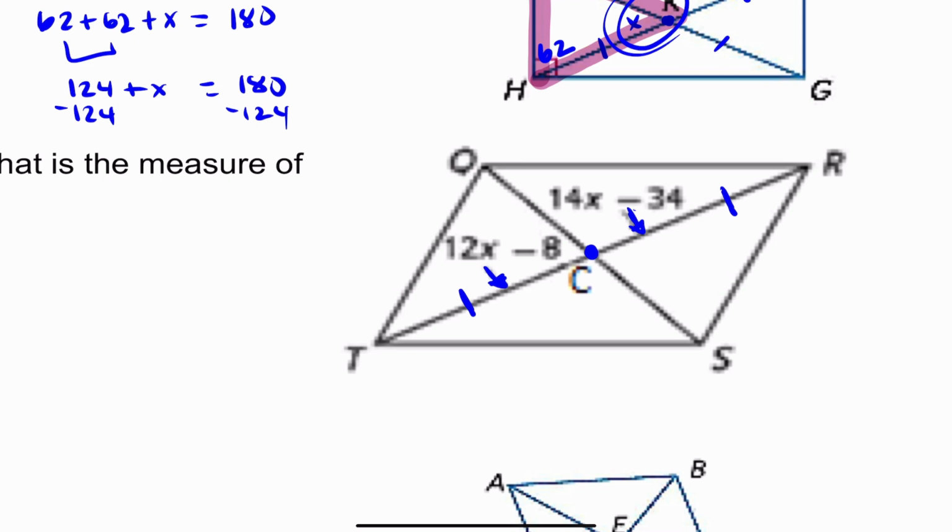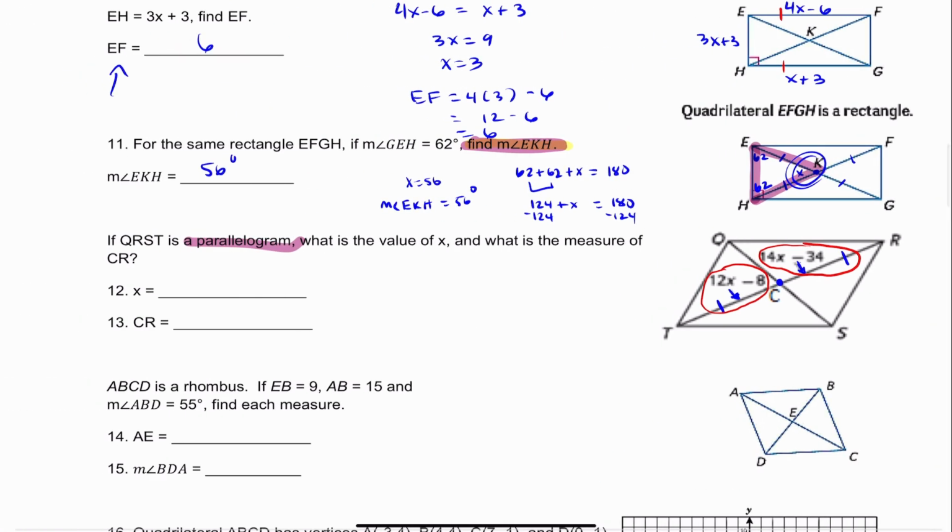So that means that here is my 12x minus 8, it has that one tick mark, and 14x minus 34, it has that one tick mark. They're congruent. So I'm going to set them equal to each other.